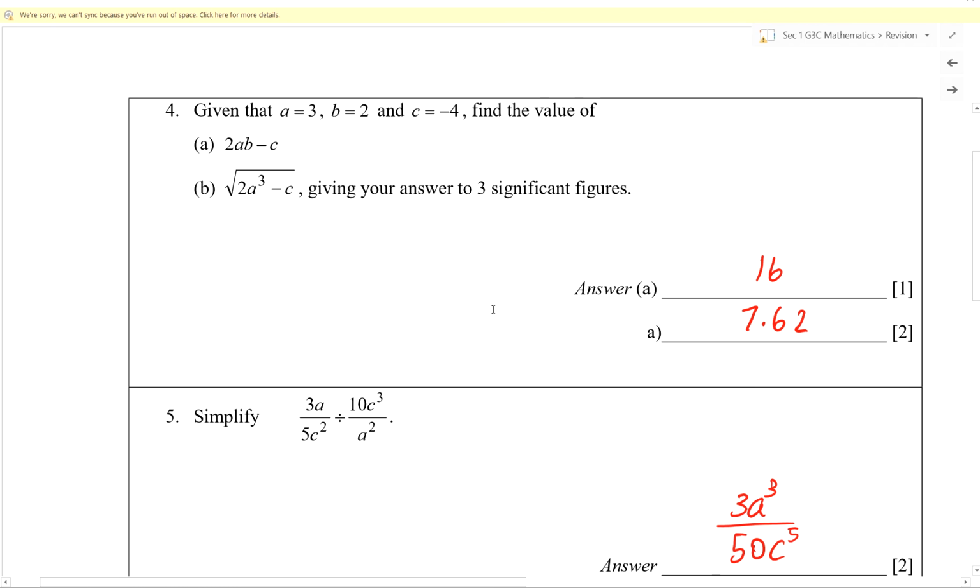Okay, again, substitution. 16 and 7.62. Anybody needs help? If you do, raise your hand, don't be shy. Okay, which part? Part B.